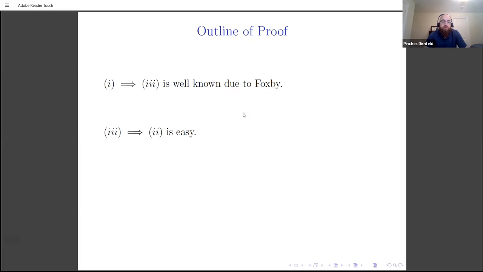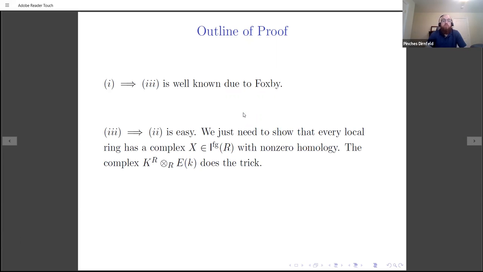Three implies two, which is easy. We only need to show that, in fact, every local ring has a complex in IFGR with non-zero homology, and this is not very hard. You take the complex K^R, which is the Koszul complex on a minimal number of generators of the maximal ideal. You tensor that with the injective hull of the residue field. This is not very hard to show. This has non-zero homology, and since E(k) is Artinian and m kills this tensor product, it's just an exercise in Bruns-Herzog that this in fact has finite length homology.